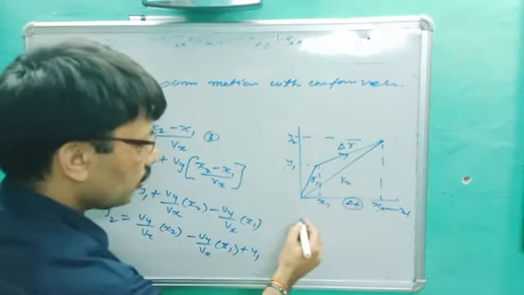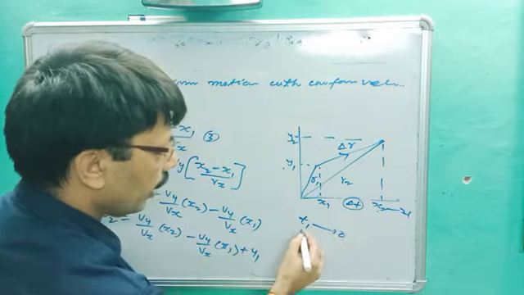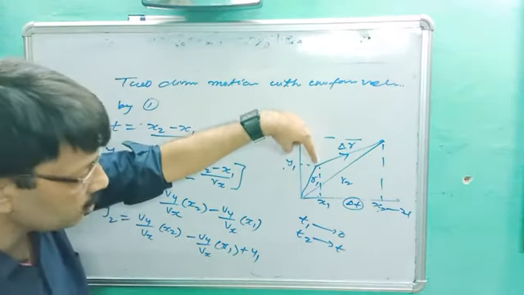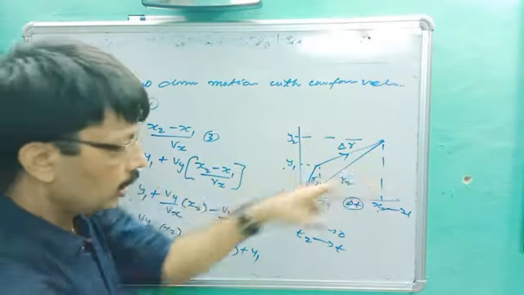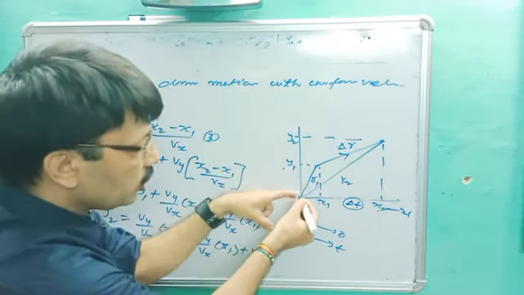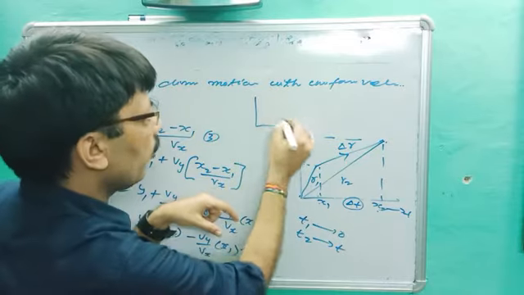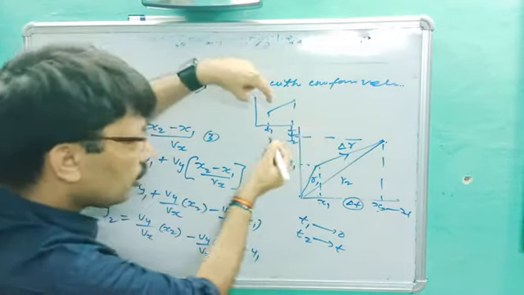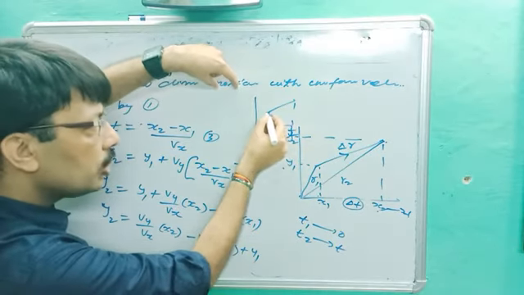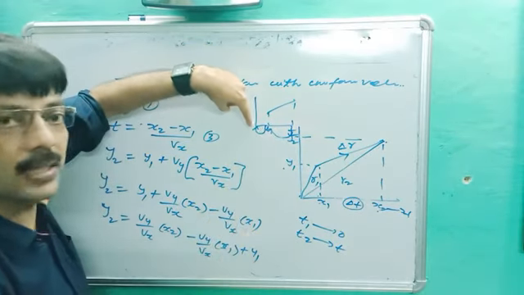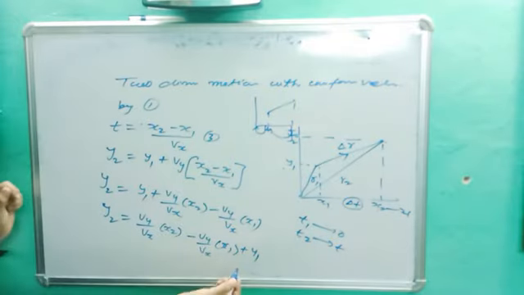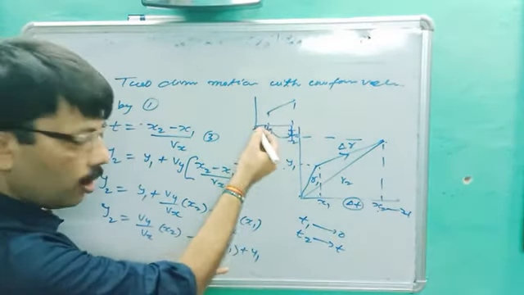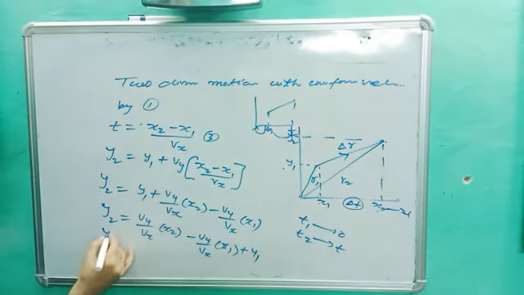Let's suppose for time t1 we have 0 and for time t2 the time is t. If we shift them, t1 becomes 0. It means the body started from the origin, so if x1 is equal to 0, this formula can be simplified.